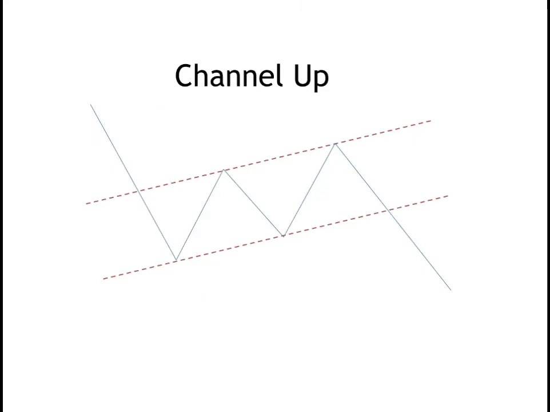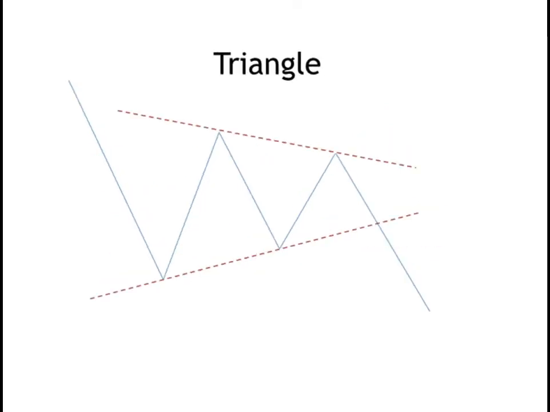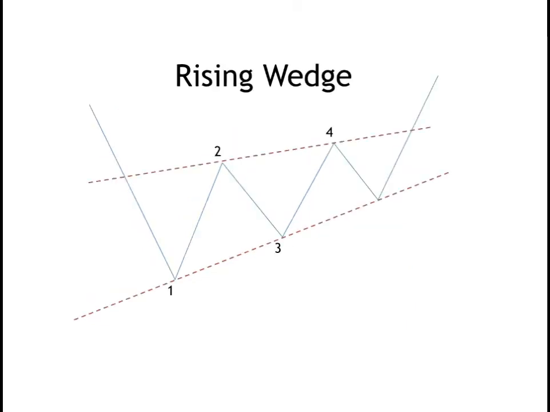For example, channels form between parallel lines that slope upward or downward. A rectangle forms between horizontal parallel lines. Triangles have downward sloping resistance and upward sloping support, and wedges slope in the same direction at different angles. Note how the classic rising wedge pattern has an additional 5th touching point on the support line.